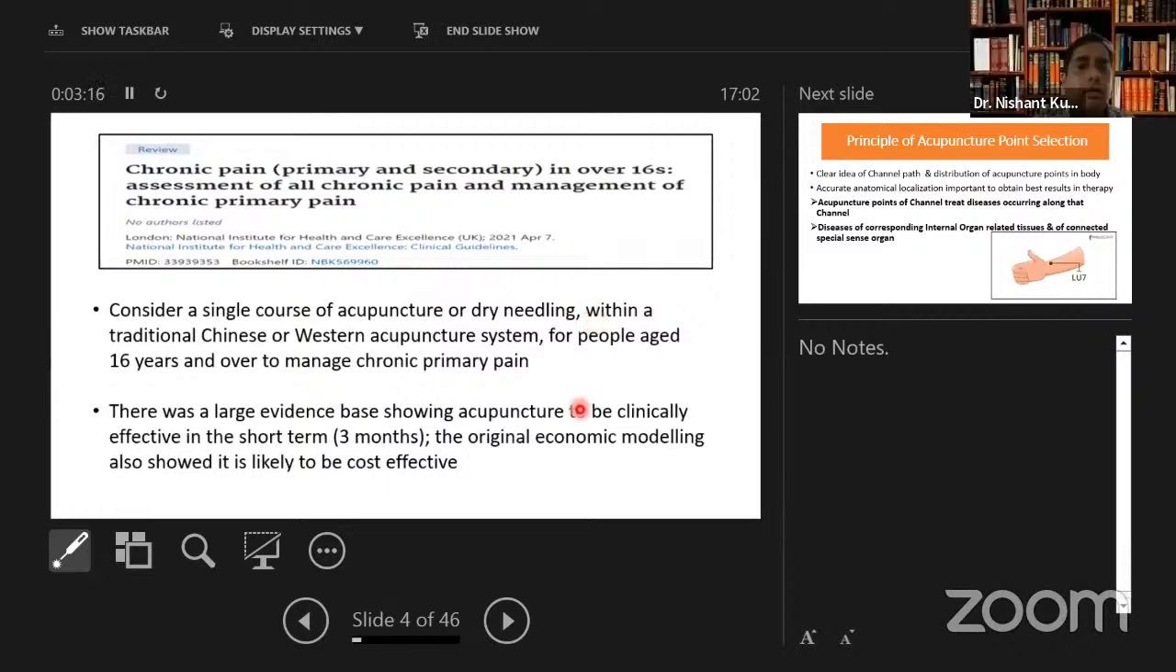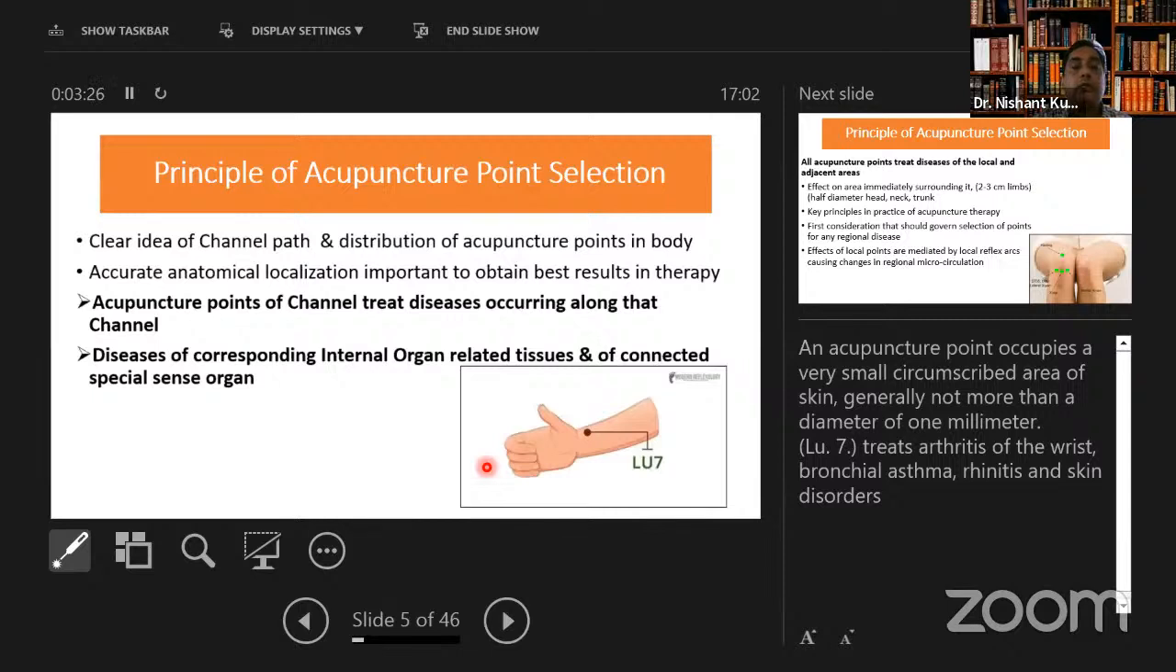There is a very large body of evidence that shows acupuncture to be clinically effective in the short term as well as the long term. Especially when you're planning a therapeutic approach for any condition, we have to have principles of selection. What points you will select for any particular condition is the most important thing. As Dr. Nishant was asking you about the points, it is the most important thing. Which point comes from this area? So a clear idea of the channel path and the distribution of acupuncture points in the body is necessary; without it you can't use it in your practice.